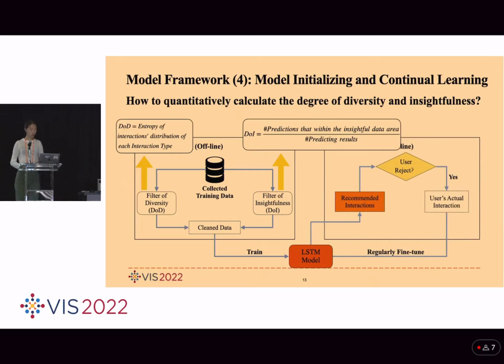And the continuous learning part we achieve by, when a user rejects one interaction, collecting the actual interaction and using the collected data to continuously fine-tune the model to improve the performance.